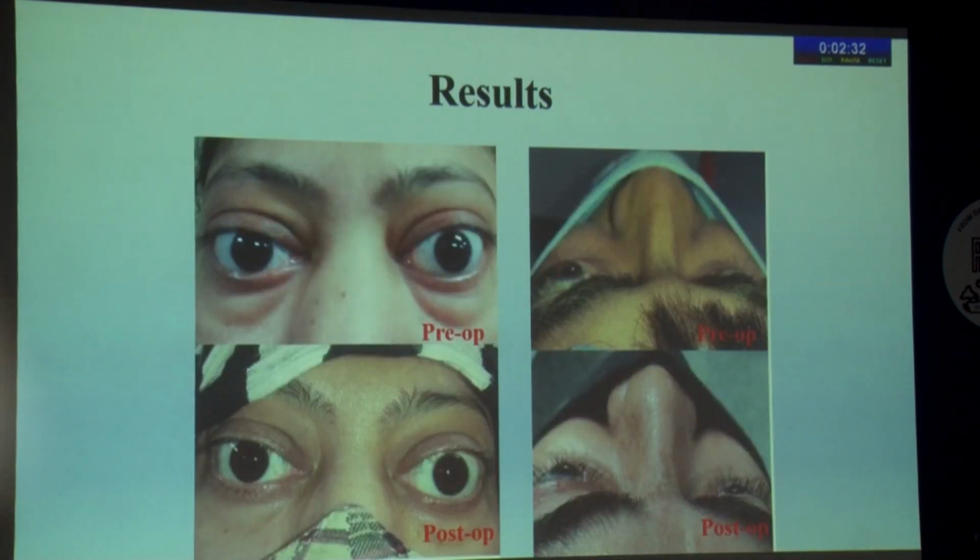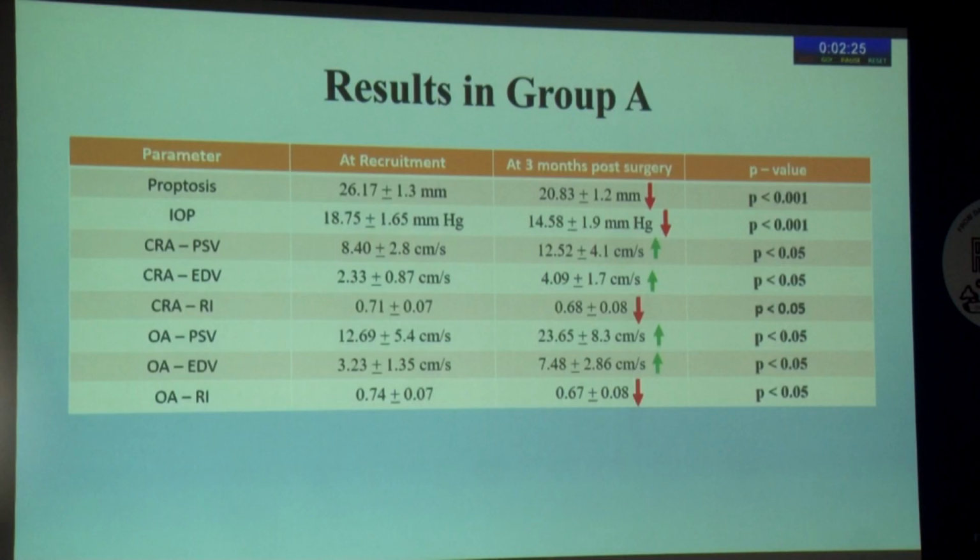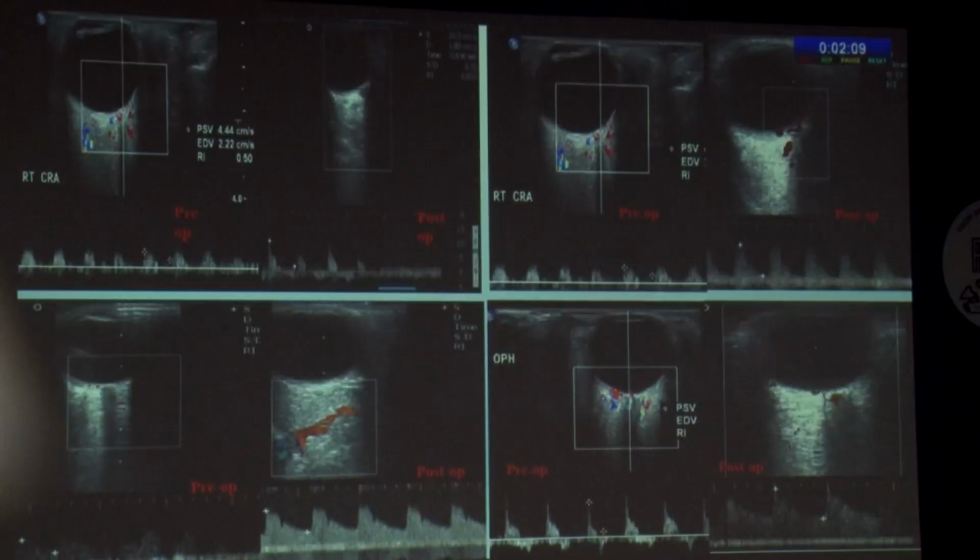Now these are our pre-op and post-op photos, where we can see that post-decompression the proptosis has decreased. Coming to the Doppler parameters, our proptosis and intraocular pressure significantly decreased. The peak systolic velocity and end diastolic velocity in both the CRA and ophthalmic artery increased significantly, whereas the resistivity index decreased significantly in both the arteries studied. These are our Doppler images, patient 1 and patient 2, and we can see the Doppler waveforms in each pre-op and post-op, how it has significantly improved post-decompression surgery at 3 months.